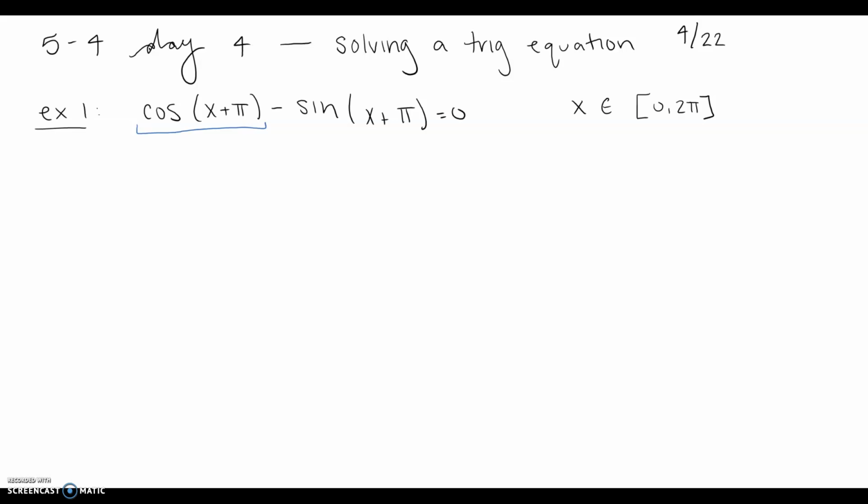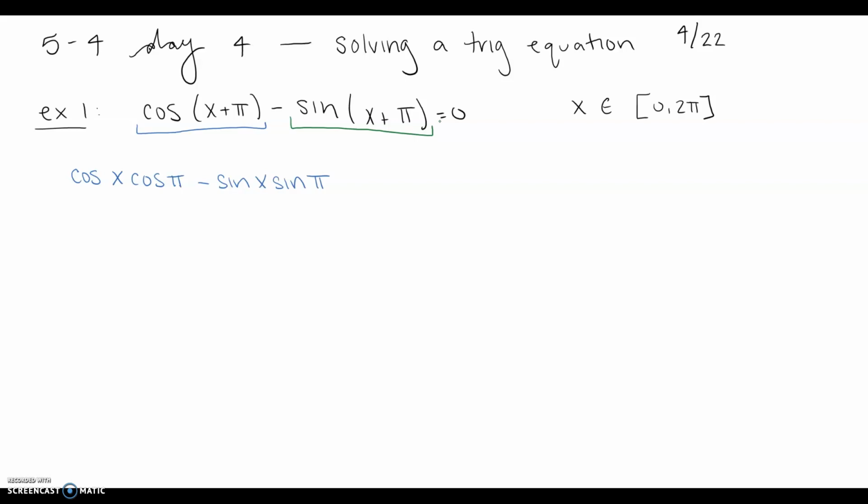So we can rewrite this as cosine of x times cosine of pi minus sine of x times sine of pi. And then when we look at this side, sorry, trying to pick a color, we've got the sum for sine.